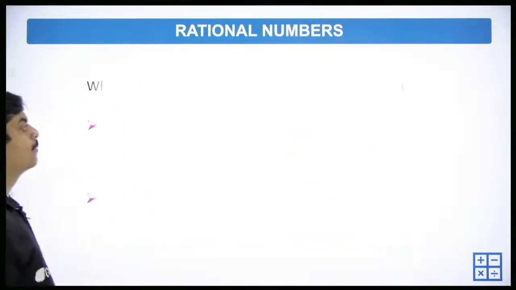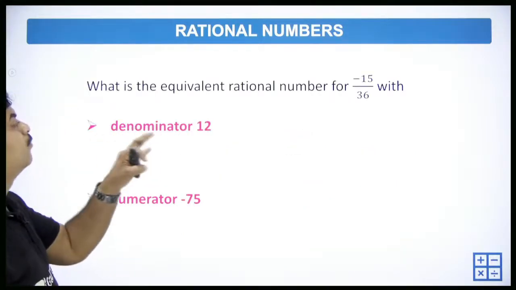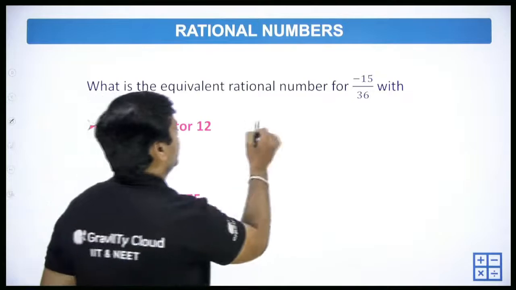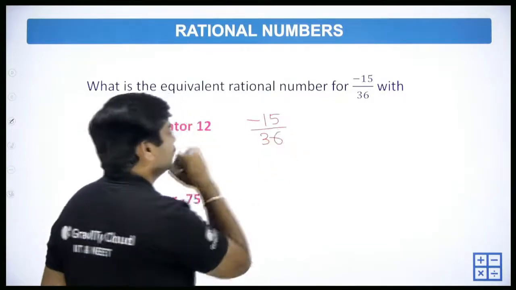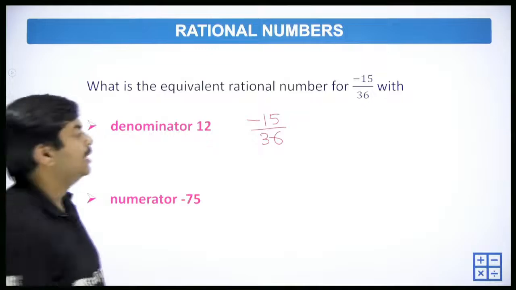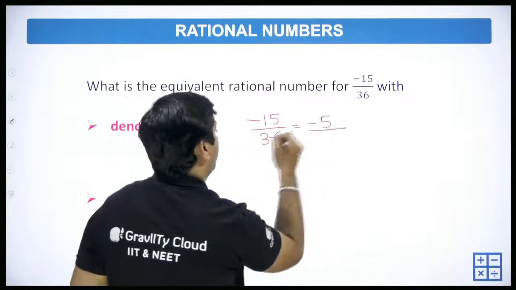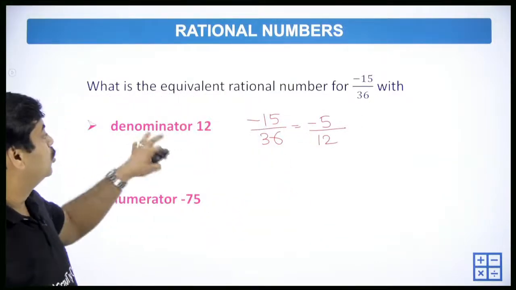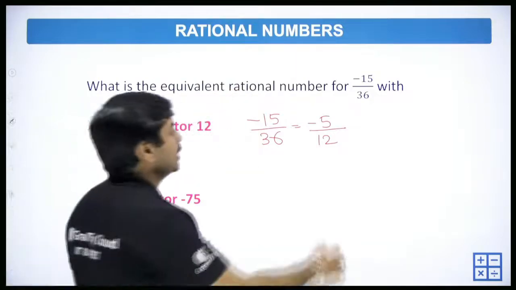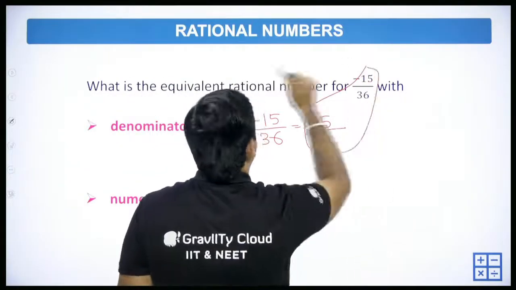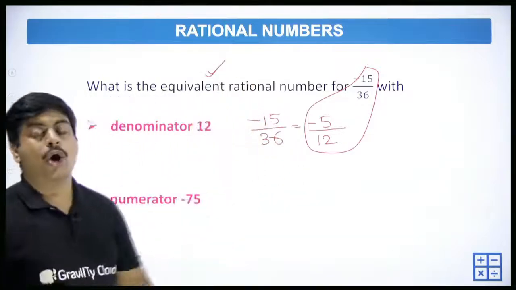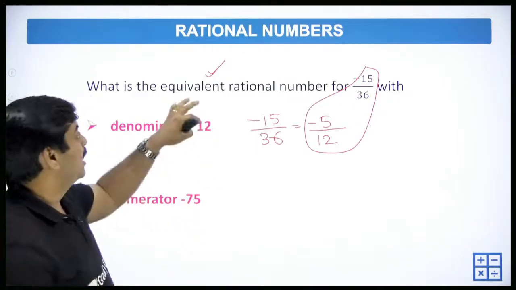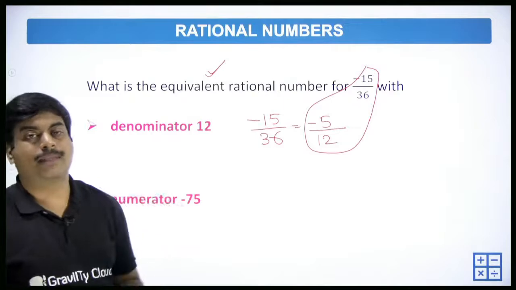Okay, so moving ahead, what is the equivalent rational number for minus 15 by 36 with the denominator 12? Minus 15 by 36, let's try to divide with 3. 3 1s are 3, 3 5s are 15, so minus 5 by 12, since 3 12s are 36. So with the denominator 12, minus 15 by 36 and minus 5 by 12 are equivalent rational numbers. Although their appearance is different, the numbers are different, they are numerically equal.